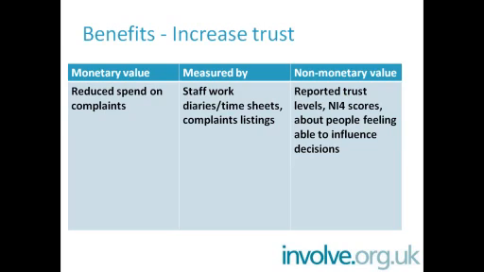If I can track that at the beginning, do engagement, and see if that gets reduced over time, it's relatively simple. If I can track the time, I know the cost of the staff time, I can then do an approximation of how much money we might have saved. Then, of course, there's the non-monetary values, like looking at reported trust levels, National Indicator 4, which is now gone, of course, but looking at other indicators which show how people feel and whether they feel they can influence decisions.